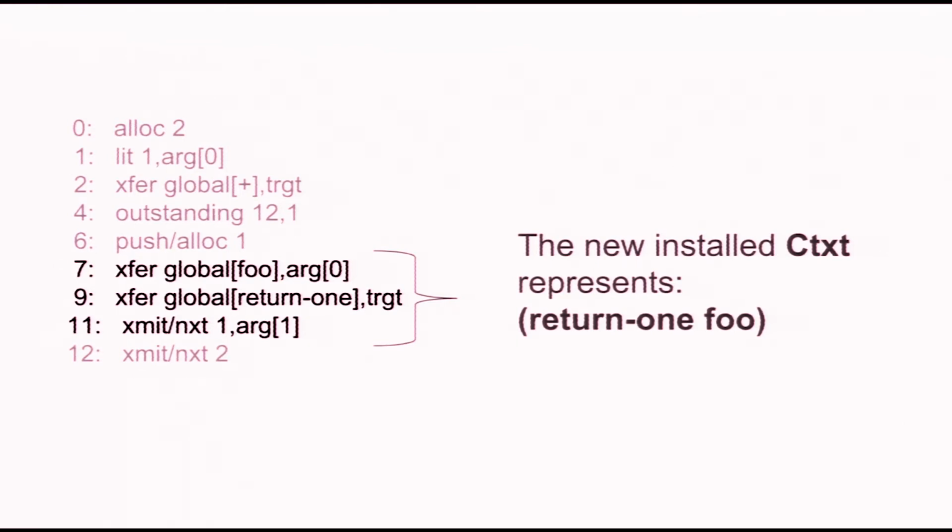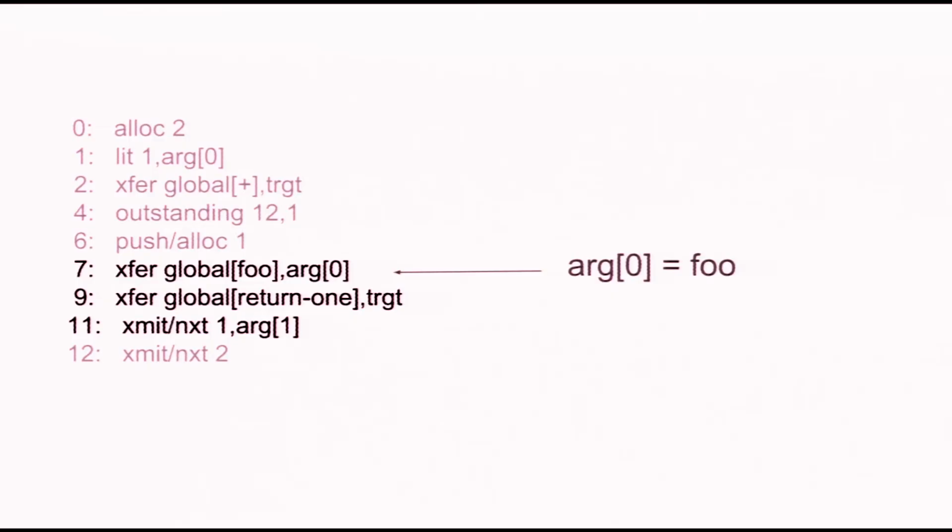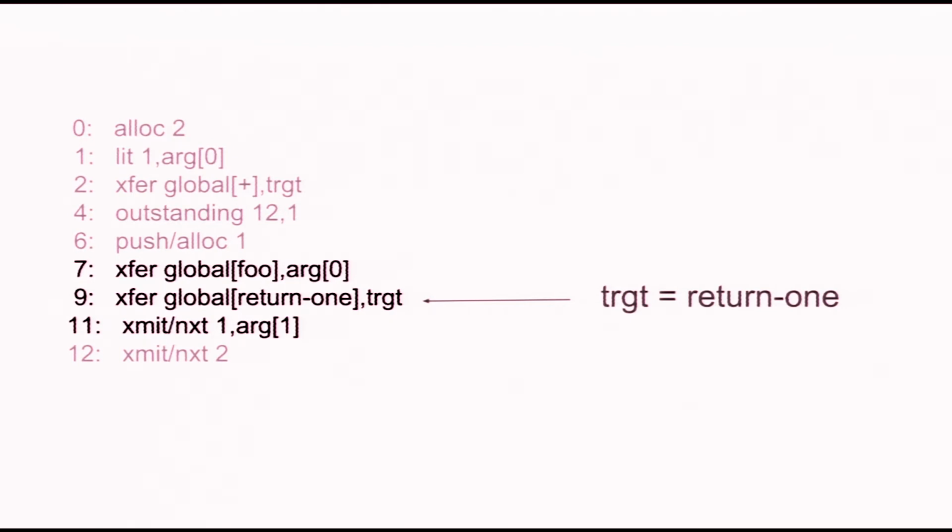Okay, so now we have a new context installed, and this new context in our example represents the invocation of the return one method on foo. So nothing too exciting here. We put the reference to the foo object into the first position of the argument tuple of our newly created context. We put the reference to the return one operation into the target register of the newly created context. And now things get interesting.